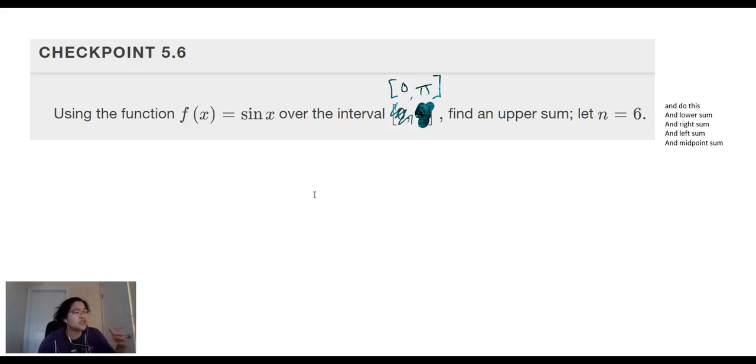So give this a shot. Look at the function f of x equals sine of x on the interval from 0 to pi, and find an upper sum, lower sum, right sum, left sum, and midpoint sum for n equals 6. And then I will put up my answer.